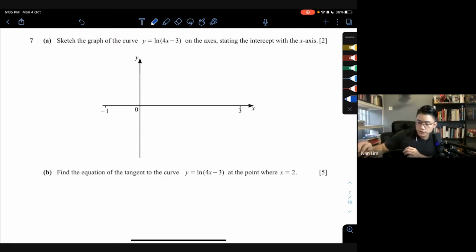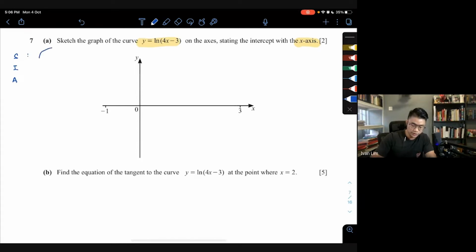Every paper, you have a graph. So this is an ln graph. Y equals ln of 4x minus 3. Sketch it on the axis, stating the intercept with the x-axis. What did we learn about graphs? SIA. For an ln graph, the shape, you know it's like this. Intercept by default is 1, but for this case we have to find it. And then your asymptote, it is when you make your argument equal to 0, because ln 0 is a math error.